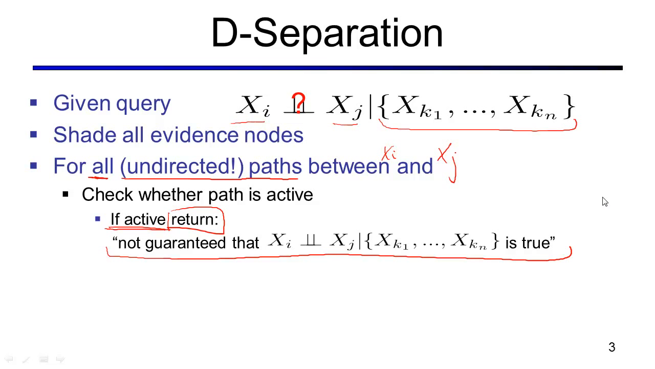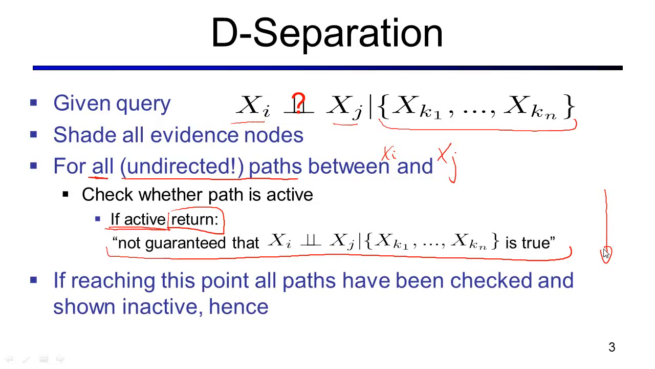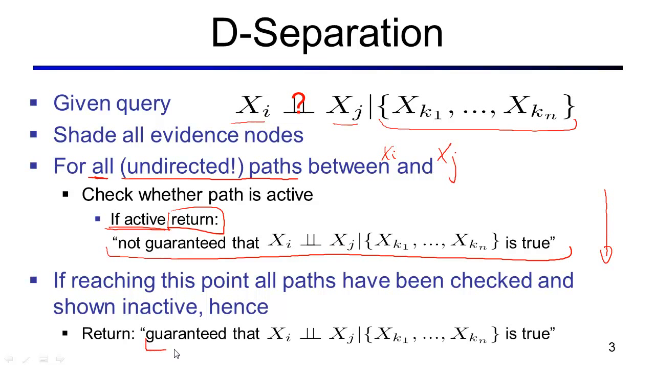If we work through all paths and we don't return, meaning we did not find a single active path, we get to the next stage here, and that means all paths have been shown to be inactive. If all paths have been shown to be inactive, we can return the guarantee that xi is independent of xj given the evidence variables xk1 through xkn.